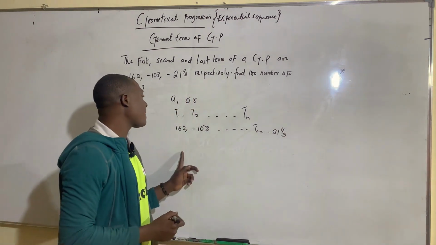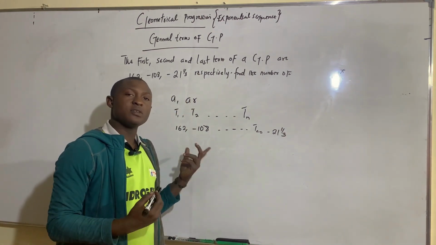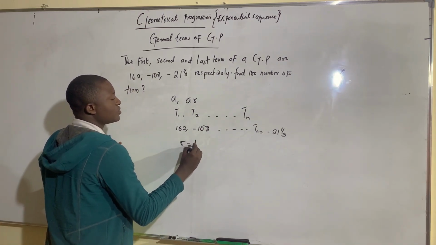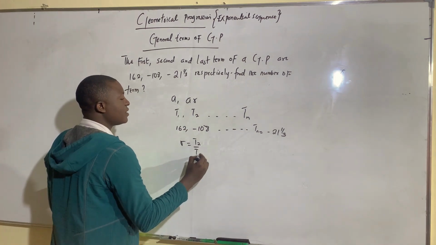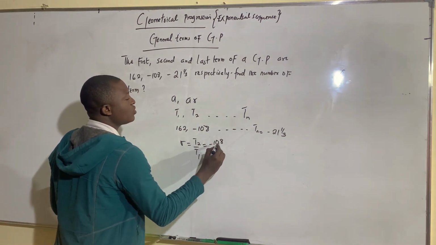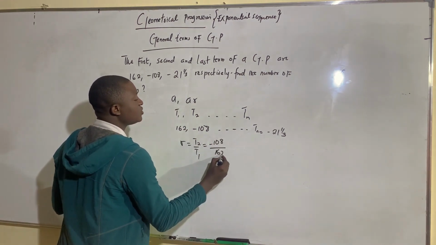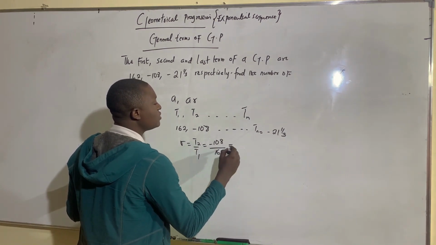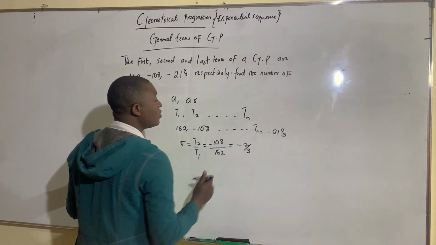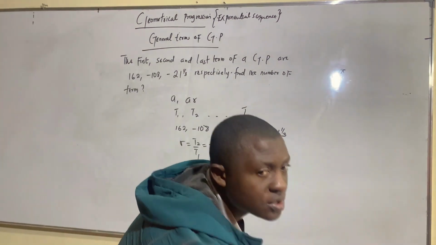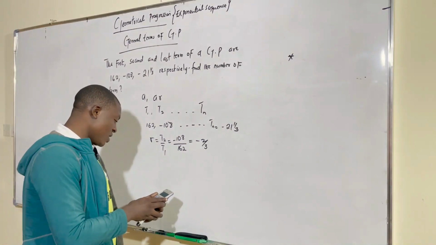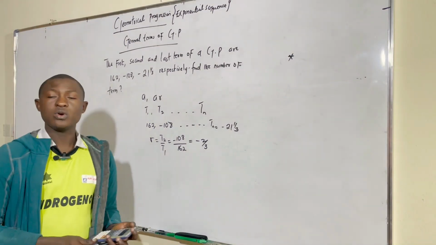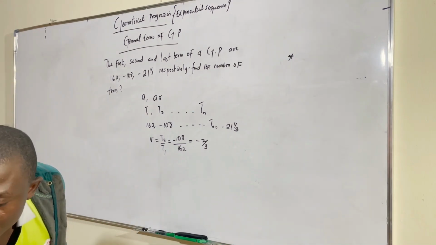Since I have the first term and the second term, I can easily find my common ratio, because common ratio is equal to second term over first term, and that's going to be minus 108 over 162. If you do this, 2 can go into both, so we get minus 2 over 3. Or if you like, use a machine to check that: minus 108 divided by 162 is minus 2 over 3. You can see that the value makes sense.